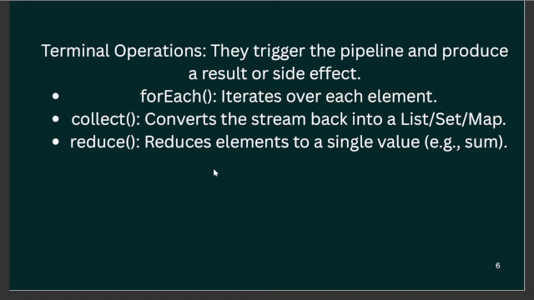The next type of operation is terminal operation. They trigger the pipeline and produce a result or side effect. It contains methods like forEach, which is used to iterate over each element; just as in loops we have for, while, do-while, here we have the forEach loop for iteration. The collect function is used to convert the stream back into a list, set or map, and the reduce function is used to reduce elements to a single value. So stream makes data handling super efficient.